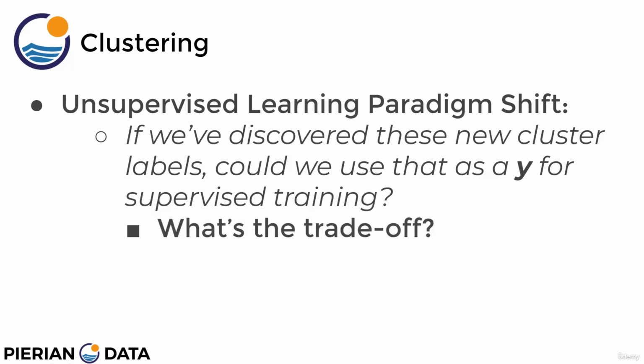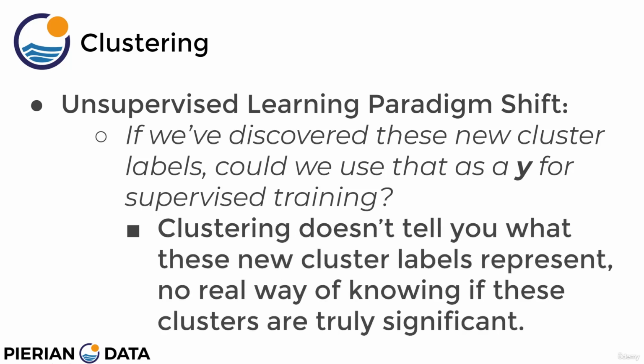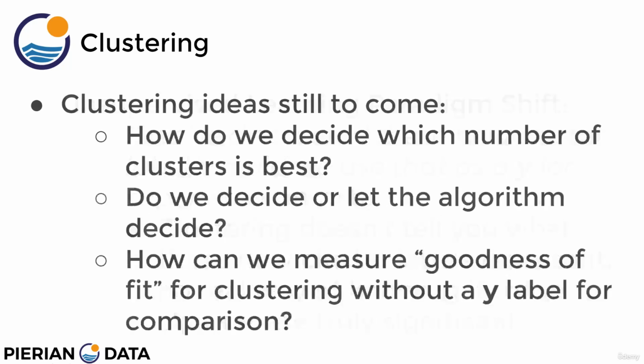Now there is a major trade-off here. And what is that trade-off? The major trade-off is that clustering in general with the unsupervised learning method didn't actually tell you what these new cluster labels represent. Recall, it's just telling you something like group 0, group 1, group 2. It's not actually telling you, hey, these are all the cats, these are all the dogs, these are all the birds, etc. And more importantly, there was never a real way of knowing if these clusters are truly significant or, more importantly, if they're truly correct.